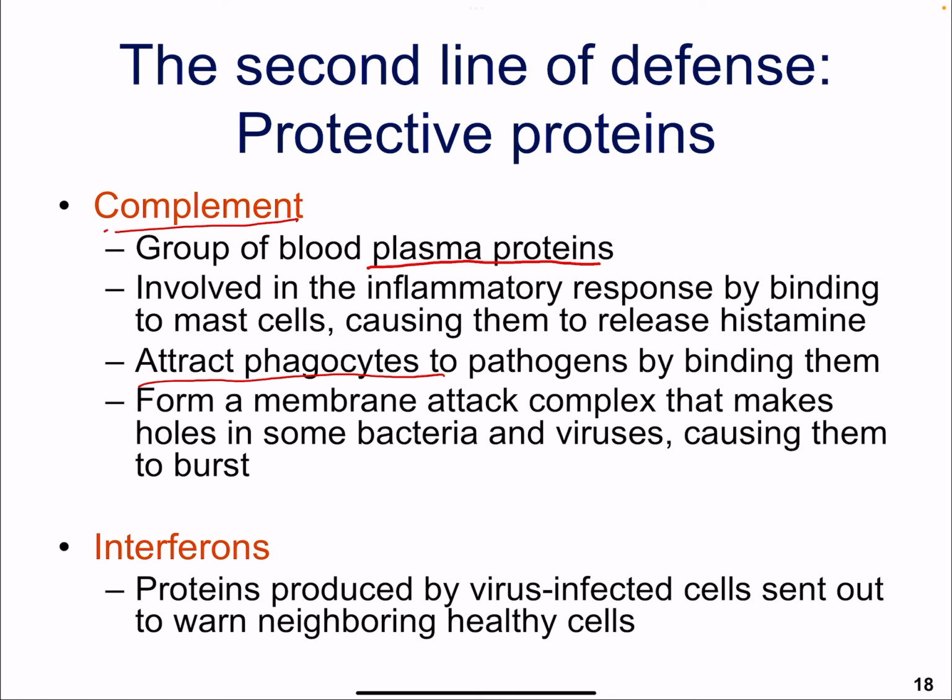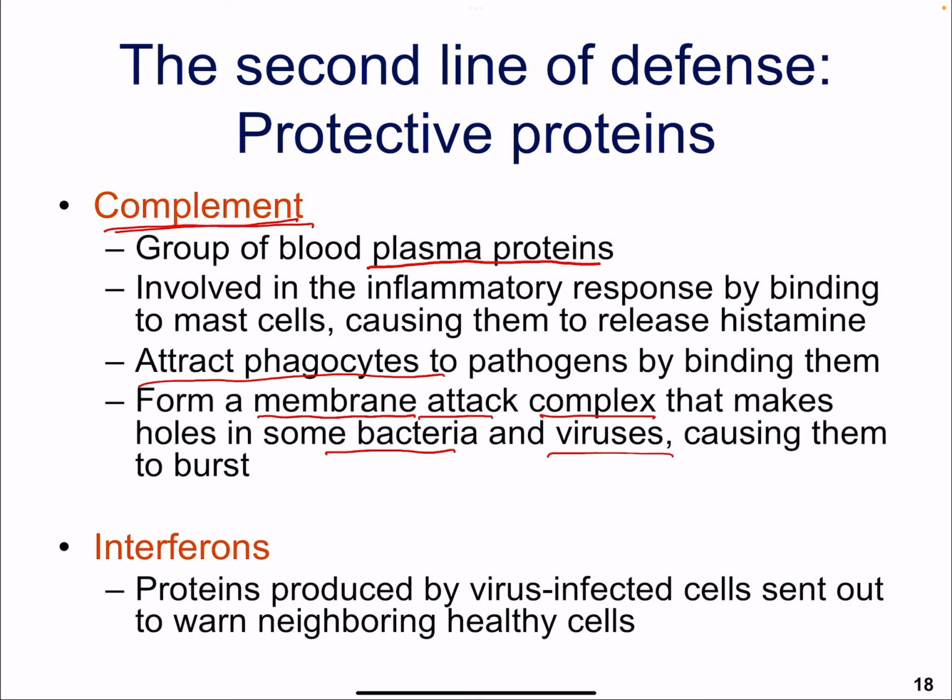The complements are also going to be essential in forming what we call membrane attack complex, or MAC. The membrane attack complex are going to attach on some bacteria and viruses, create holes in bacteria and viruses and cause these particles to burst, right? So that's the role of the complements.